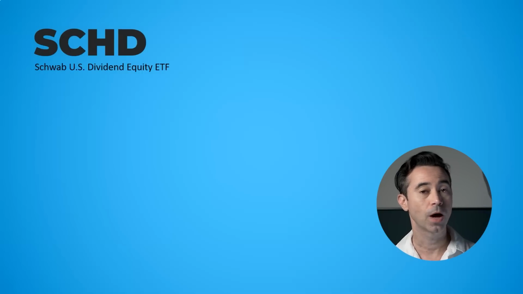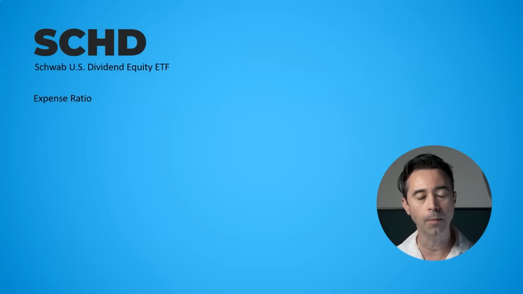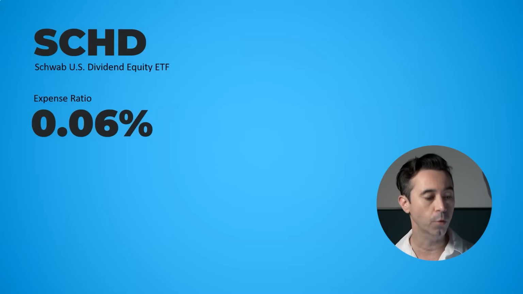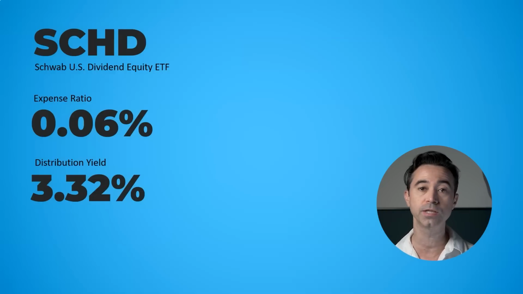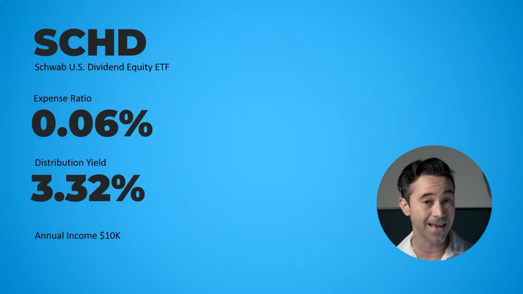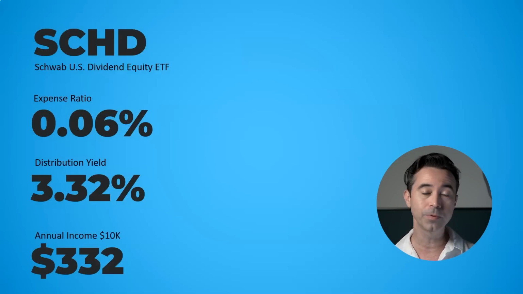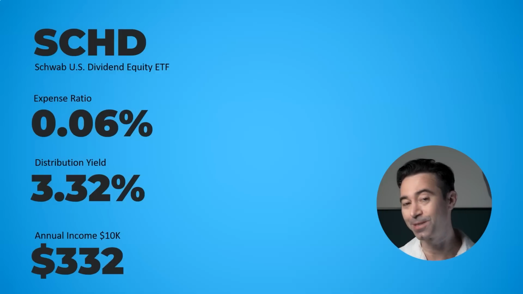We know that this is the Schwab US Dividend Equity ETF already, and the expense ratio, because you want to know how much money you're going to be paying for this ETF, is only 0.06%. Super cheap ETF, and if you take a look at the distribution yield, it's 3.32%. So on $10,000 invested, you'll be making $332 every single year. This looks pretty good to me so far, right?